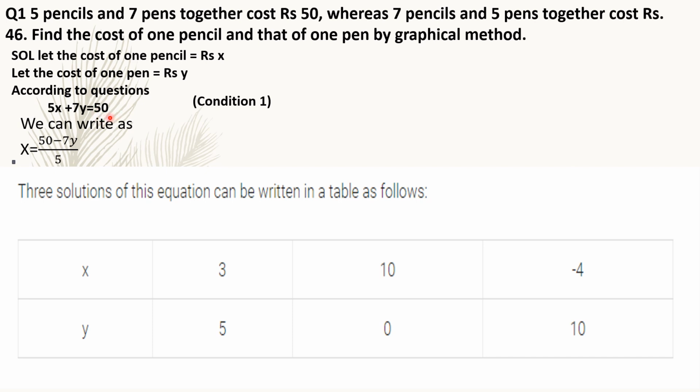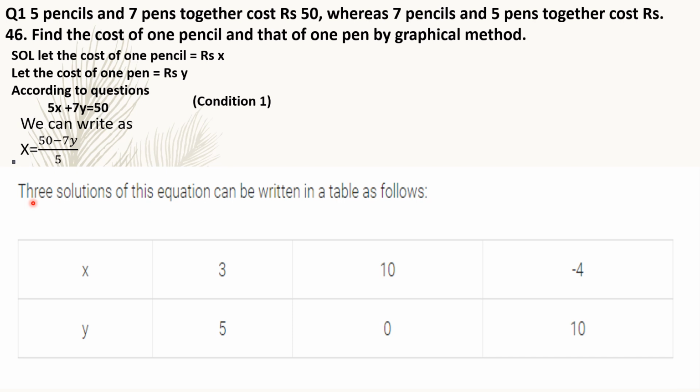Here 5x comes because the cost of one pencil is rupees x, so the cost of 5 pencils is 5x, and the cost of one pen is rupees y, so the cost of 7 pens is 7y, and the cost of both 5 pencils and 7 pens is rupees 50. So algebraically we write 5x plus 7y equals 50, which is our equation number 1. Now we can write this equation as x equals (50 minus 7y) upon 5.